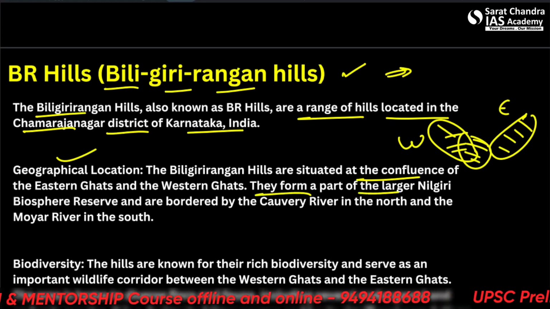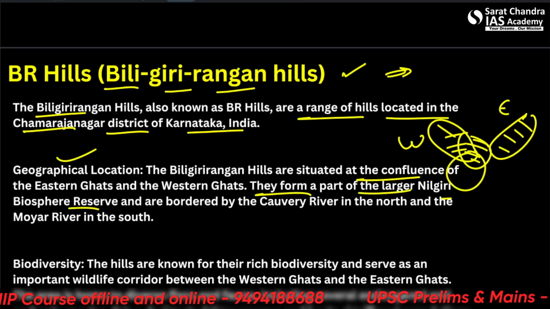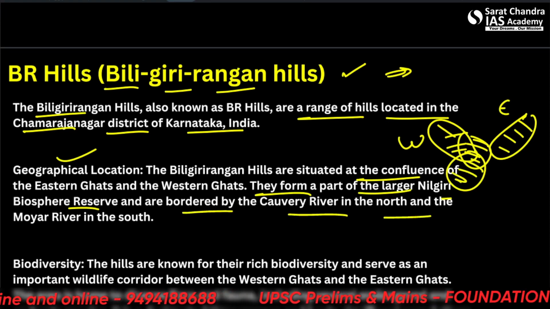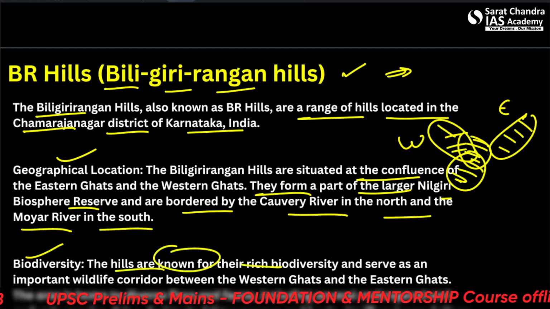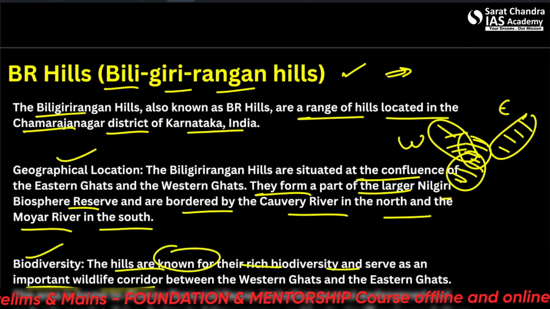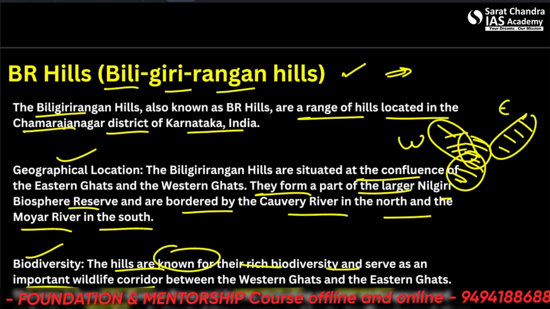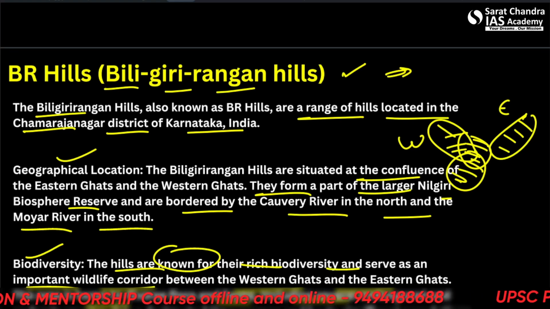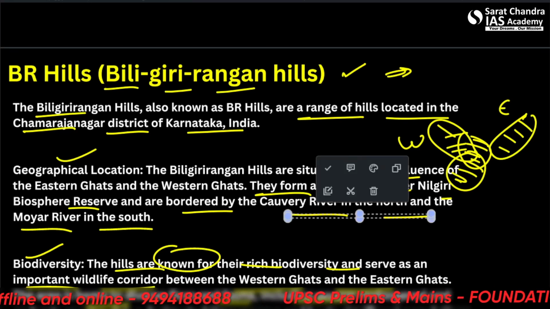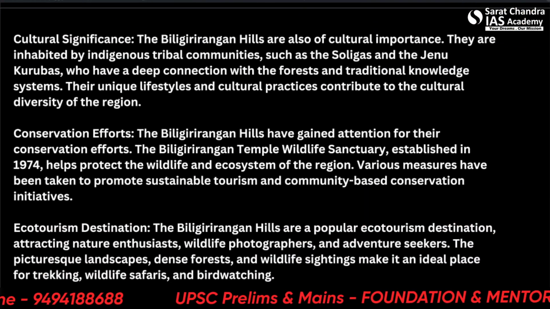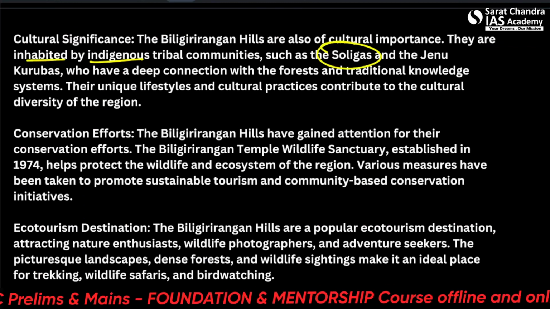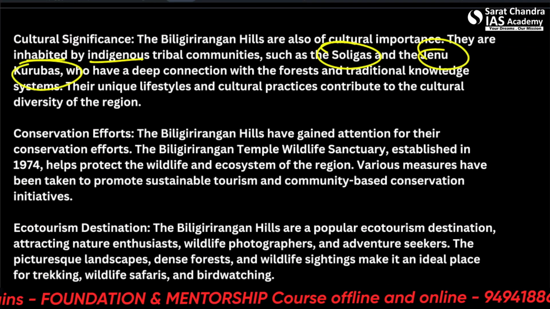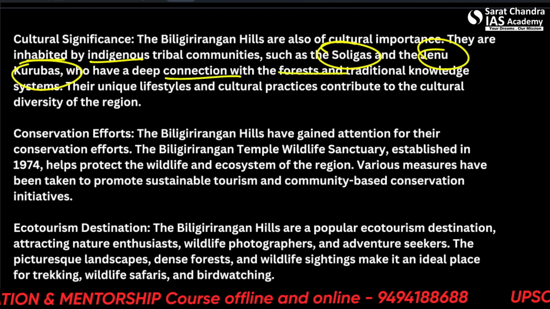Okay, so they form a part of the larger Nilgiri Biosphere Reserve here also, and bordered by the Kaveri River in the north and the Moyar River in the south. The hills are known for their rich biodiversity and serve as an important wildlife corridor between the western and eastern Ghats. The area is home to diverse flora and fauna, including several endangered species. And it's a home to elephants, gaur, tigers, various different fauna. Okay, so this is also important that it is inhabited by various tribal communities such as Solega, Jenu, Kurubas, and they have deep connection with the forest.